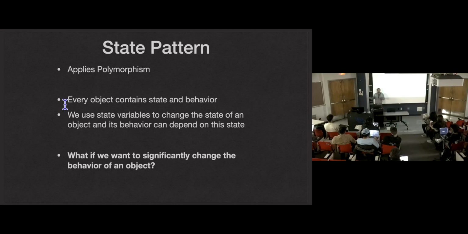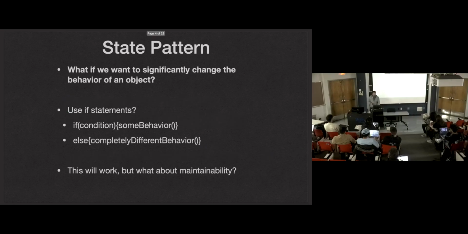If I want a character in a game to have more attack power, I'm going to increase some integer stored in an instance variable, and then throw that into a formula, and that's going to change the behavior, but not significantly. So what if I want very different behavior from an object? Well, if I don't want to do anything with the state pattern, I could say if some Boolean expression, do something, exhibit some behavior, else have some completely different behavior.